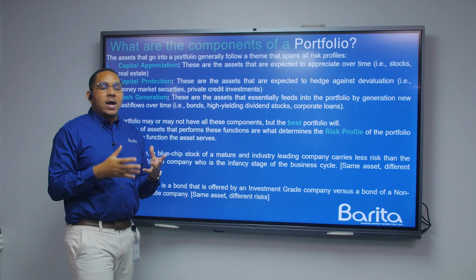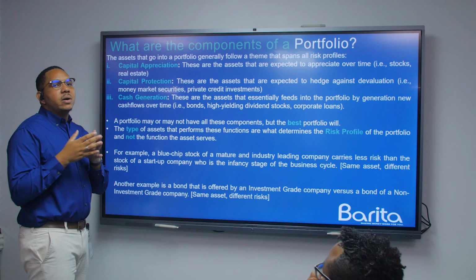Now, again, you have two equities here that I mentioned, NCB and Lumber Depot. They're both equities in terms of asset class, but they're not the same. The risk in each investment is not the same. One is blue chip, one is relatively small, like a growth stock.